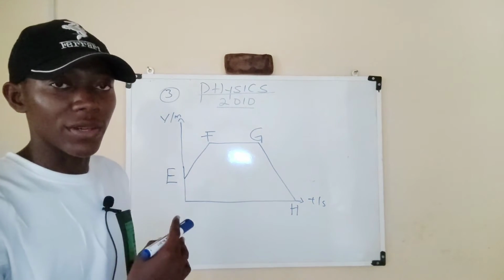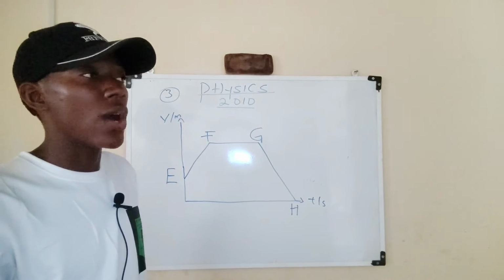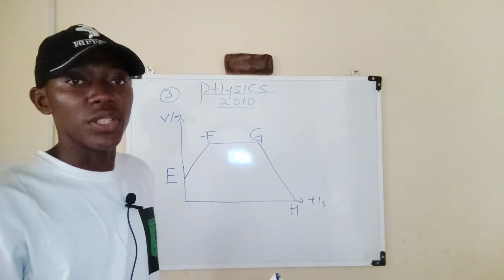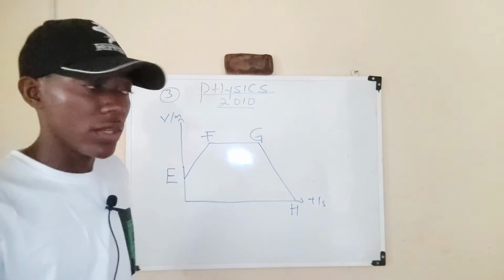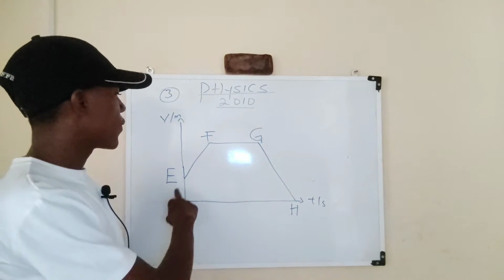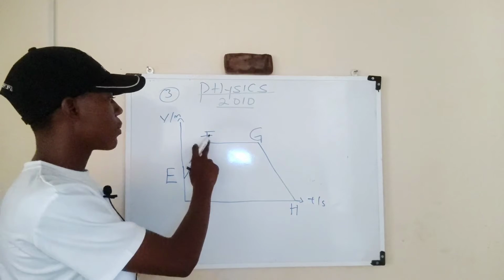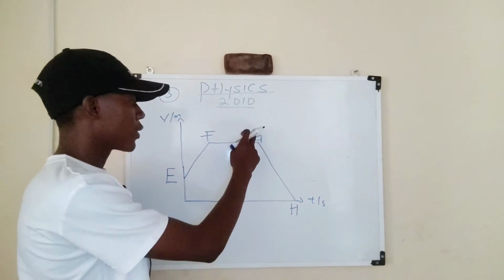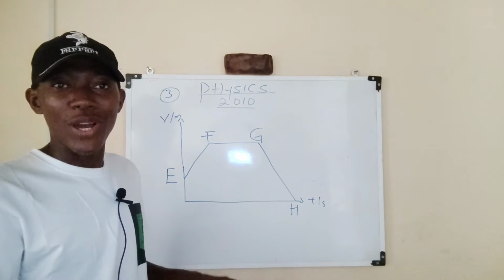Now this is the diagram here on the board. We're going to look at this diagram and explain what this velocity time graph is actually representing. From point E to F, from point F to G, and from G to H, the motion of this car is changing. So how does it change?